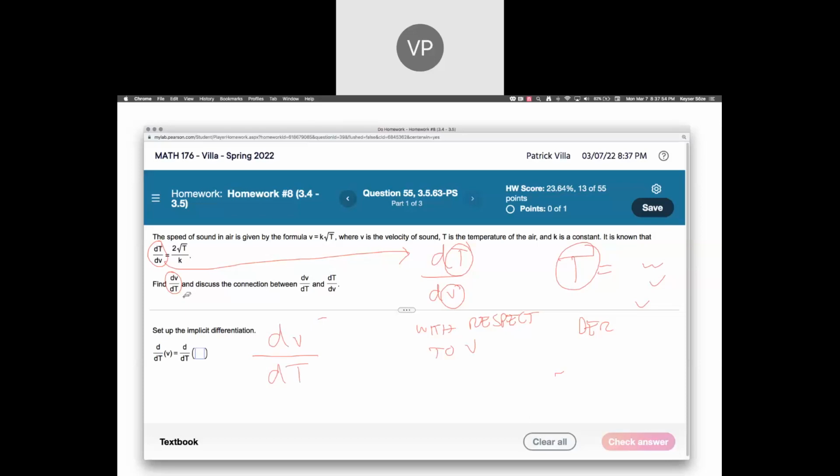Now, just so I'm repeating what I just said, it means if you have an equation that's v equals something with a bunch of T's in it, take that derivative. Well, we have that right here. That's the derivative that we need to find. We have v equals k square root of T. We want to find that derivative with respect to T. Okay, so that's our first question. And then they want us to discuss the connection between the two. All right, so I'm trying to see what that third part's going to be here. So d.